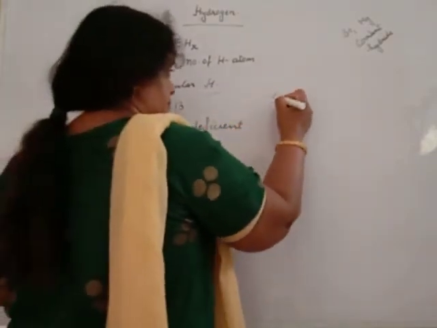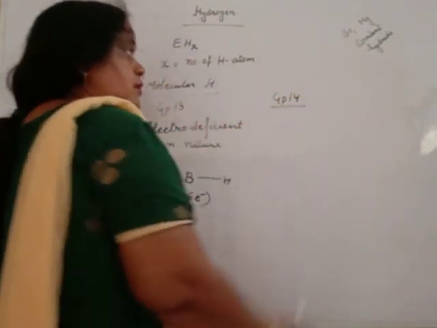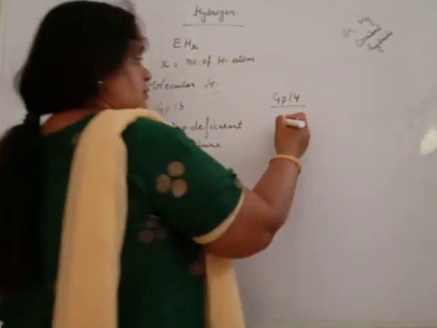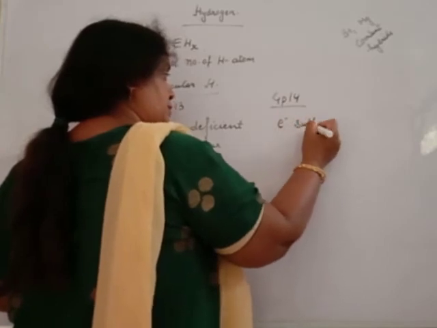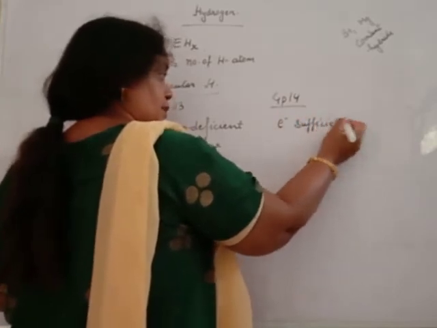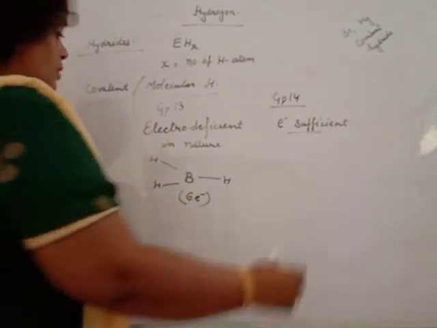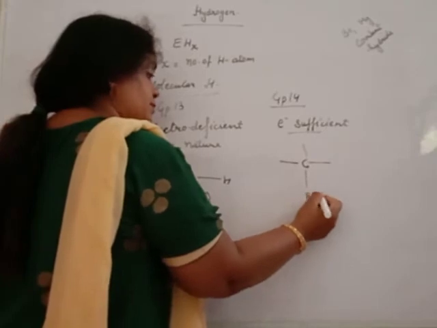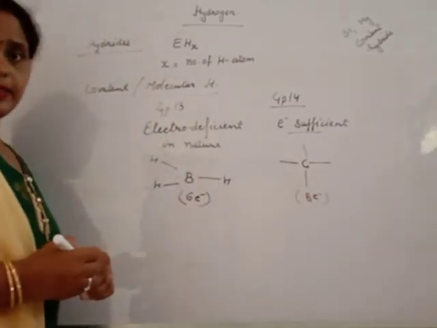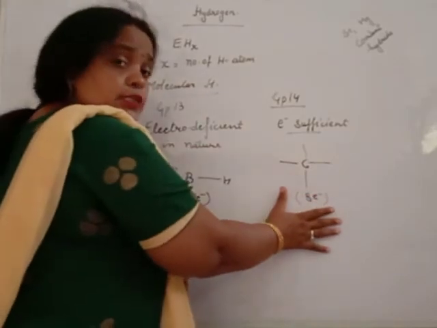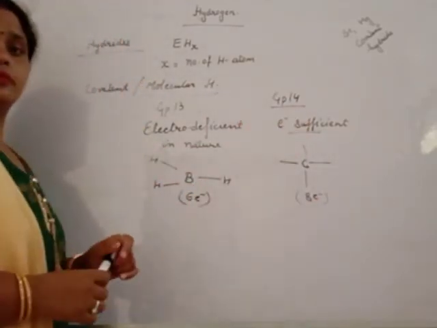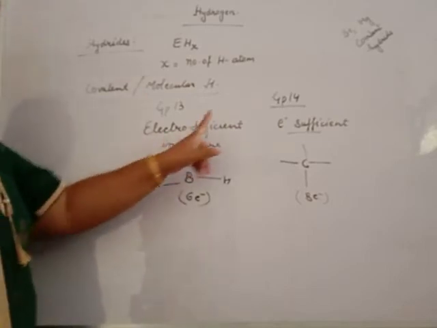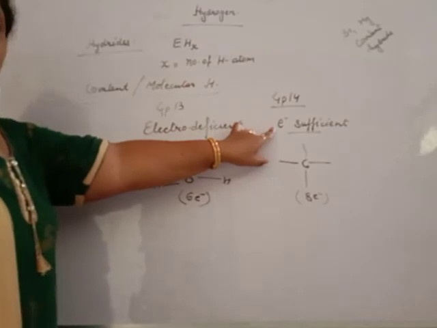Group 14 elements form covalent hydride or molecular hydride. These are electron sufficient in nature, because after sharing they have a complete 8 electrons, not more than 8 or less than 8. If the number of electrons is satisfied exactly, that is known as electron sufficient in nature. Group 13 elements form electron deficient hydrides. Group 14 gives electron sufficient hydrides.